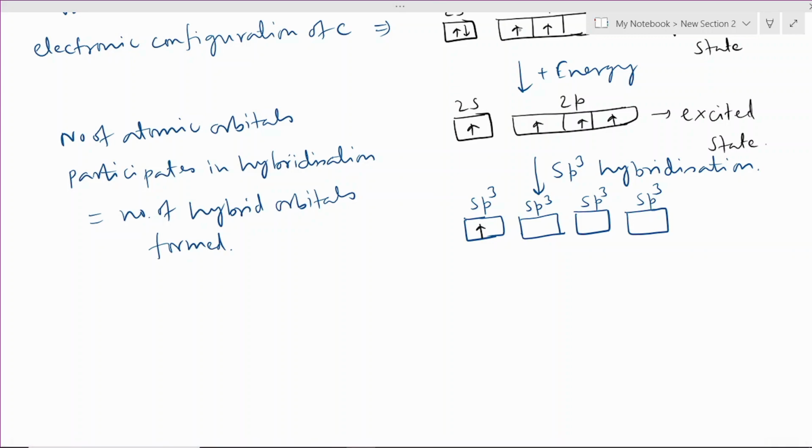And total electrons are 4, so it is distributed such way. Then one sp3 hybrid orbital overlaps with 1s atomic orbital of hydrogen and forms a sigma bond. This also overlaps with 1s atomic orbital of hydrogen and also forms a sigma bond. This also forms a sigma bond and this also forms a sigma bond.